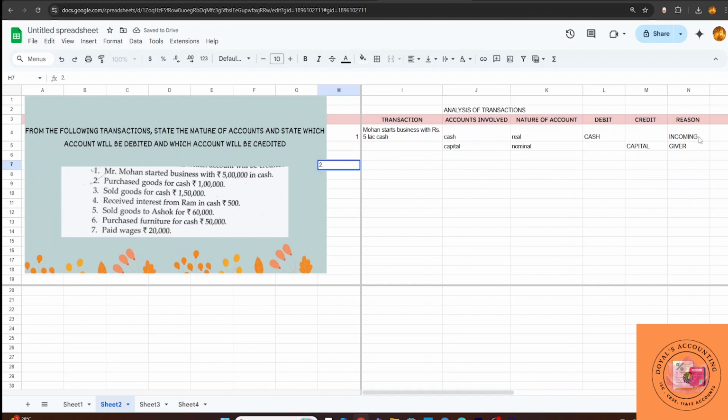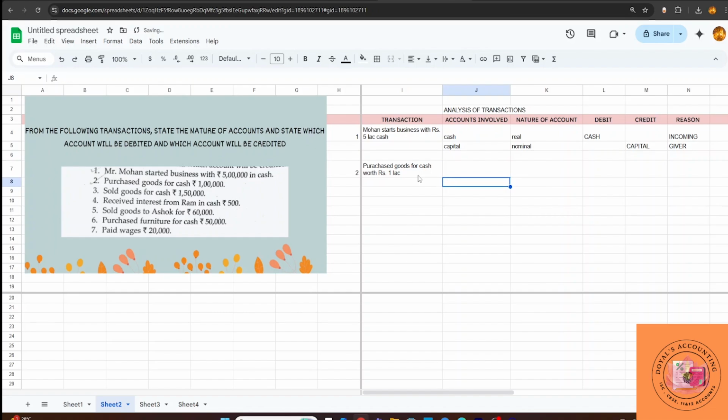Transaction 2. We have purchased goods for cash worth rupees 1 lakh. Here, we are purchasing goods for cash. So what are the accounts involved? One is the purchases account and the other is the cash account. Now, purchases by nature is nominal and cash by nature is real.